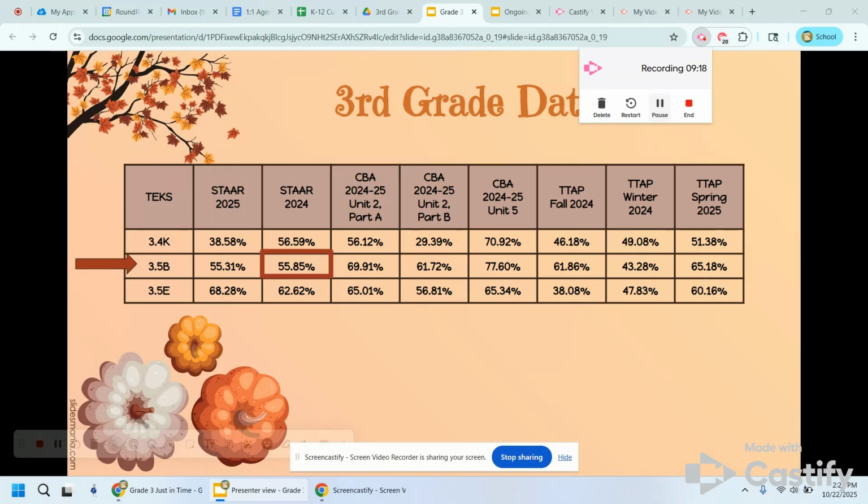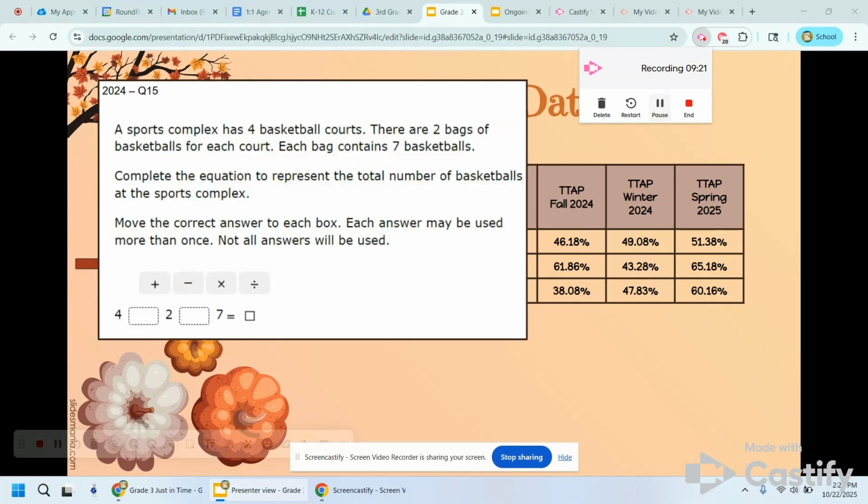And what about STAR in 2024? Only 55% of the kids got it correct again. A sports complex has 4 basketball courts. This is the one from, or very similar to the one from, ongoing review that we talked about earlier. So again, having to represent a multi-step problem.